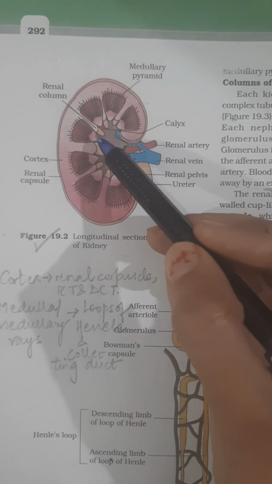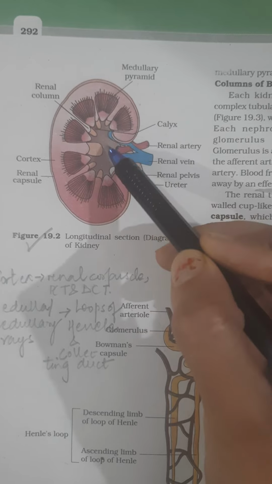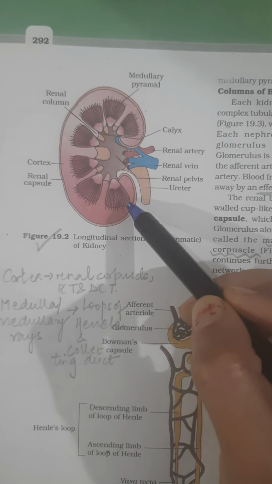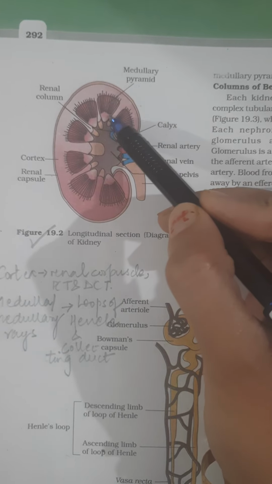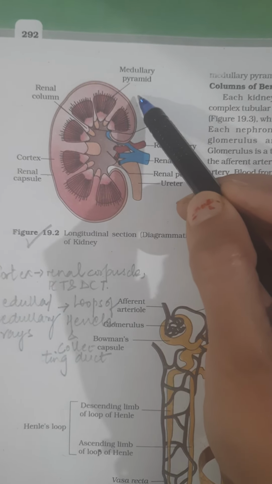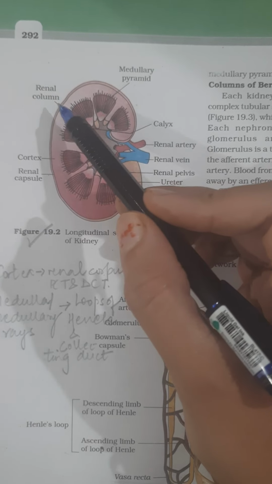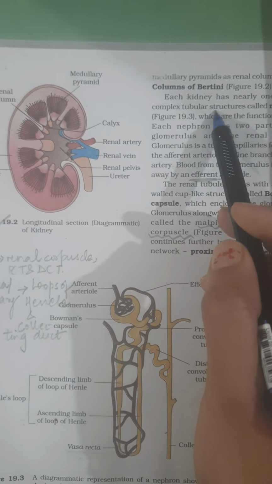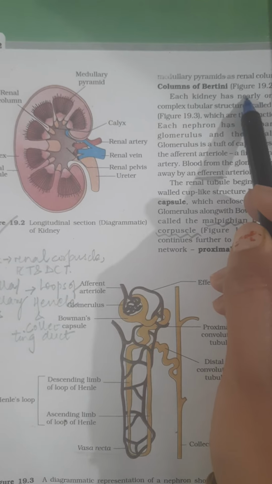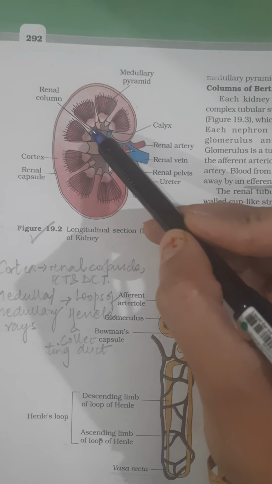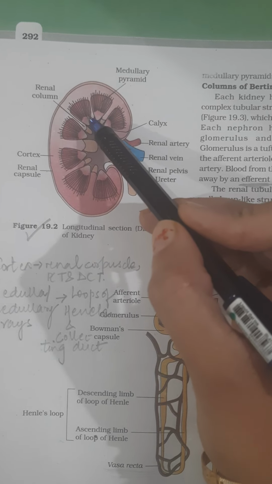Here we can see that it just starts opening into different calyx, and we can see these inverted triangles. These are called as medullary pyramids. In between whatever space is there, that is referred to as renal column or columns of Bertini on the name of scientist. This region contains nephron, which are the filtration units of kidney.